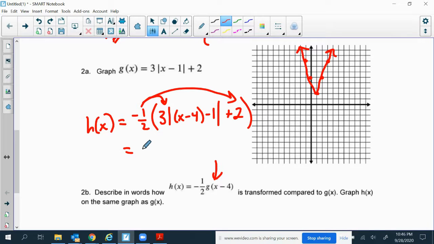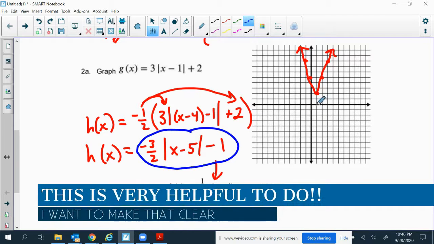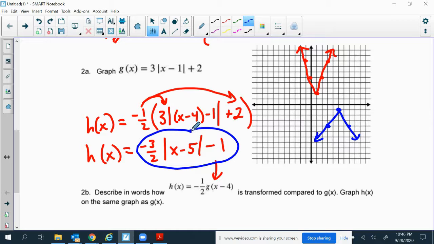So you can distribute this and you end up with -3/2 absolute value of x minus 5, and then minus 1, because -1/2 times 2 is -1. So this is h of x. If you want to graph h of x, this is a great way of doing it. Right 5, down 1, and then 3/2 is our slope-ish, and we're going down. A lot of people did that, and they did a great job. Some people tried to do this and made algebra mistakes, but this would be how you go about doing it. The -5 came from -4 minus 1.